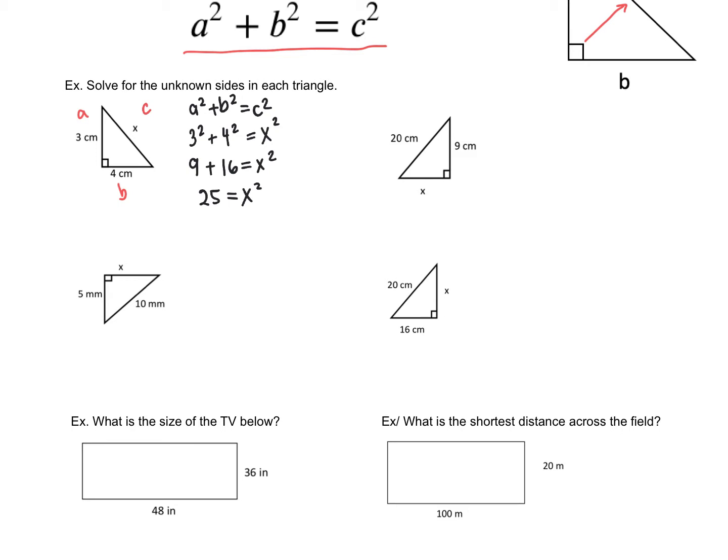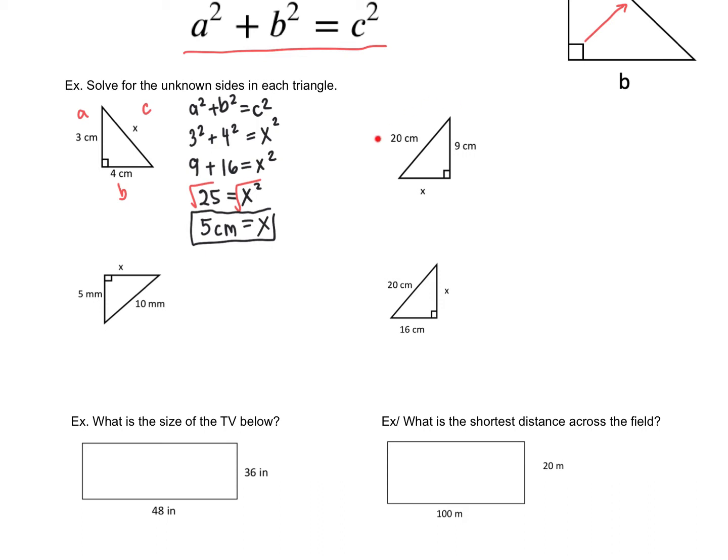The opposite operation of an exponent of 2 is square rooting. So we're going to square root both sides. The square root of 25 is 5. And I'm just going to add centimeters here because that's how my triangle is labeled. And there we have it.